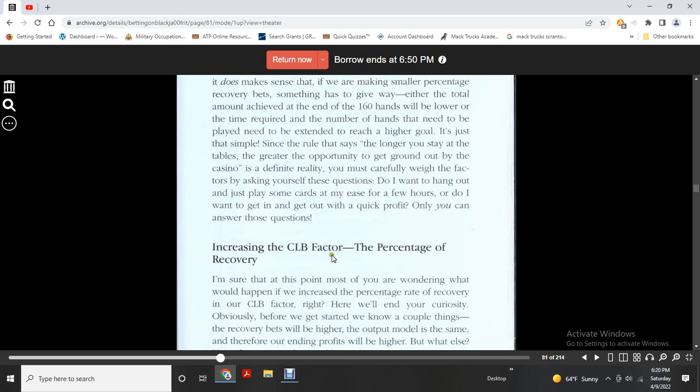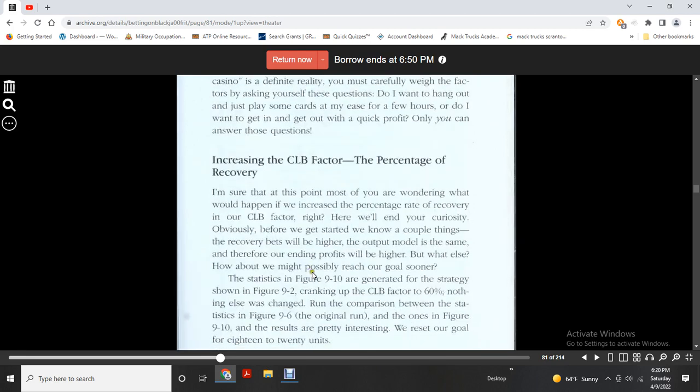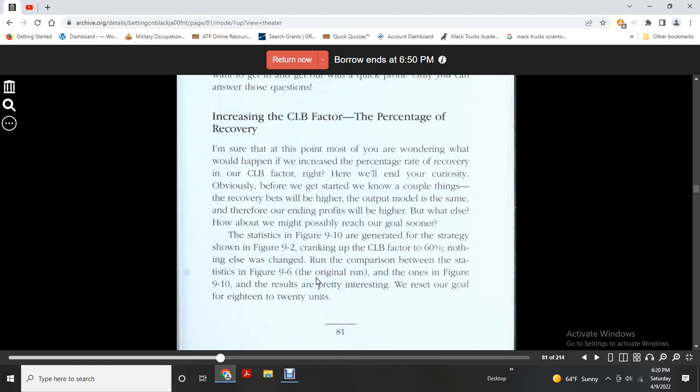Increasing the clearance level of the betting factor, the percentage of the recovery. I'm sure at this point most of you are wondering what would happen with an increase of the percentage rate of recovery of the clearance level betting factor. Obviously, the recovery depth would be higher, and therefore the end profit will be higher. But what else? How about whether we might possibly reach our goal sooner?